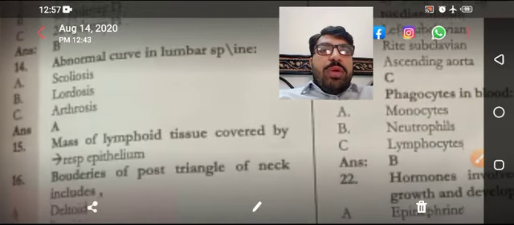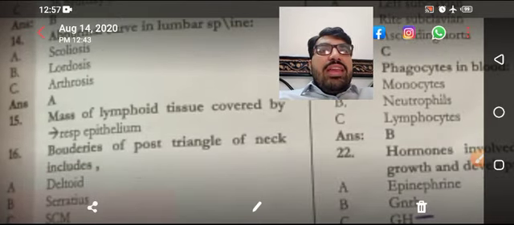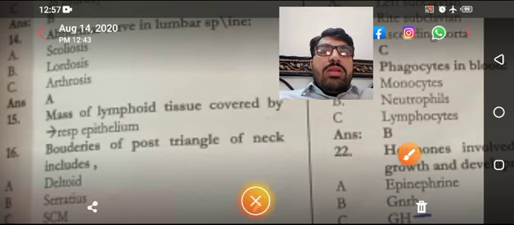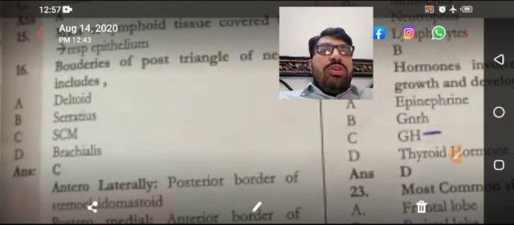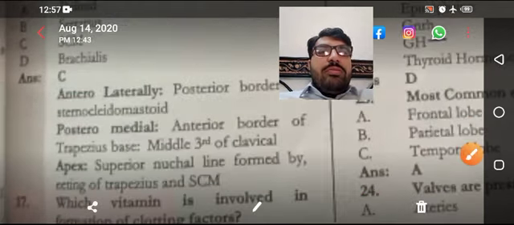Abnormal curve in lumbar spine, scoliosis is the right answer. If curvature is increased, lordosis is the answer. We are having scoliosis and we are having kyphosis, but the kyphosis is not mentioned over here, so the answer A is right, scoliosis. Boundaries of posterior triangle, sternocleidomastoid, option C is the right answer.